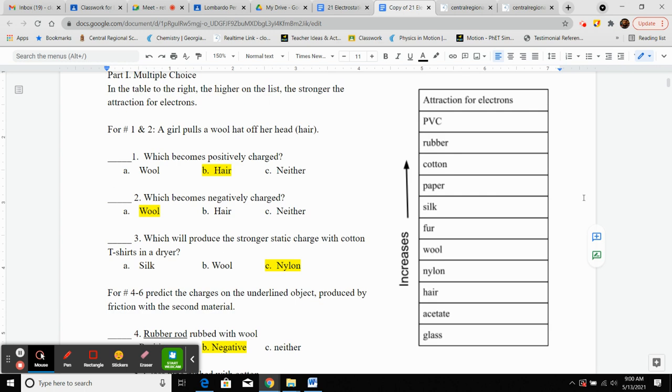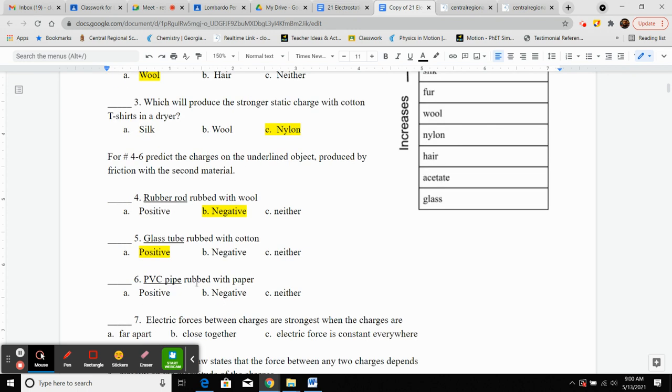PVC pipe with paper. PVC is all the way at the top. So PVC is literally going to take electrons from everybody underneath it because it's stronger than them. So PVC is going to be negative.